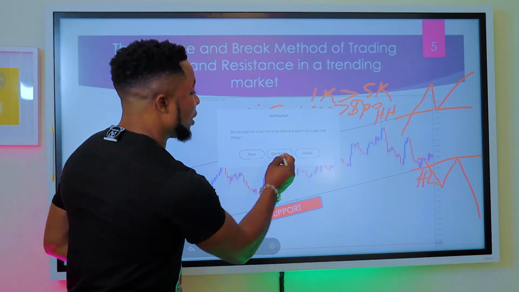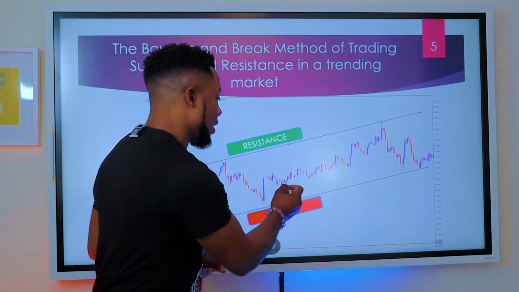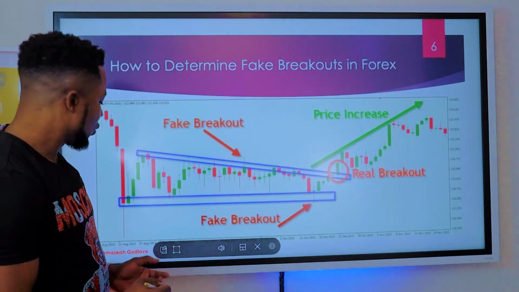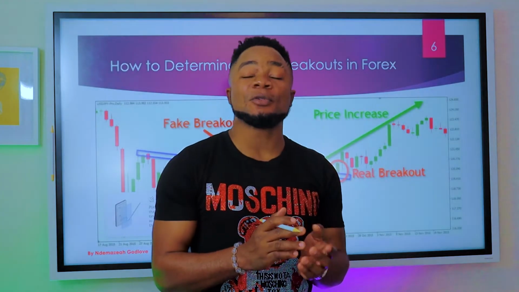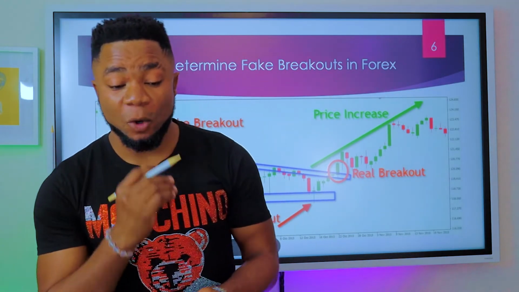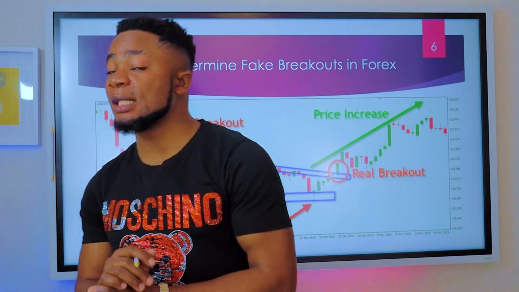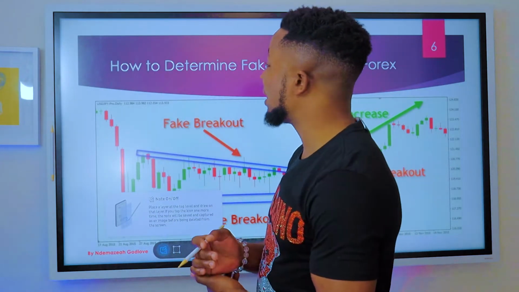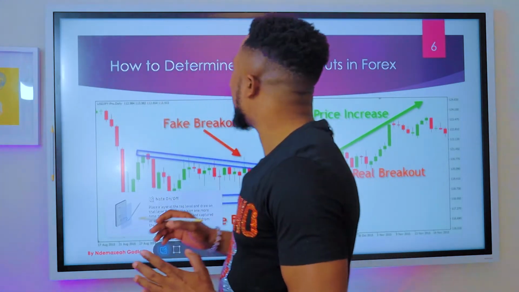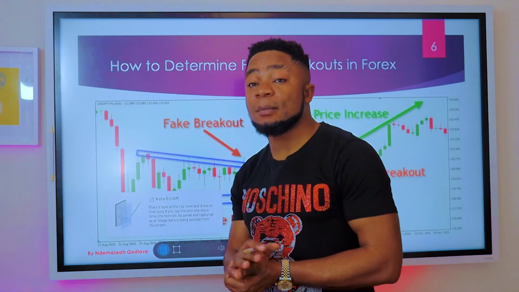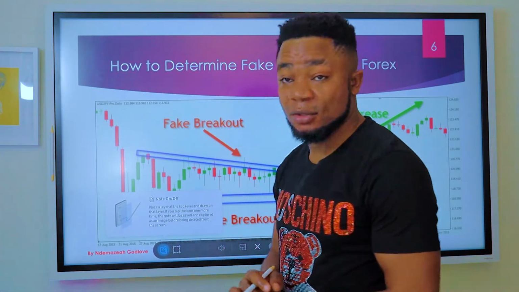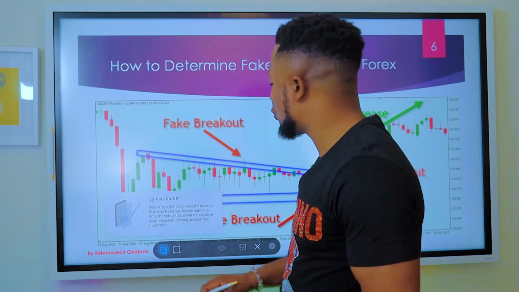So I hope that point is very, very clear. Good. So now this is the most important thing when it comes to trading support and resistance, or trading the bounce method, or trading the breakout method: how to determine fake breakouts. You can call them fake breakouts, or you can call them fakies. Sometimes we used to call them fakies. So how do you determine them?